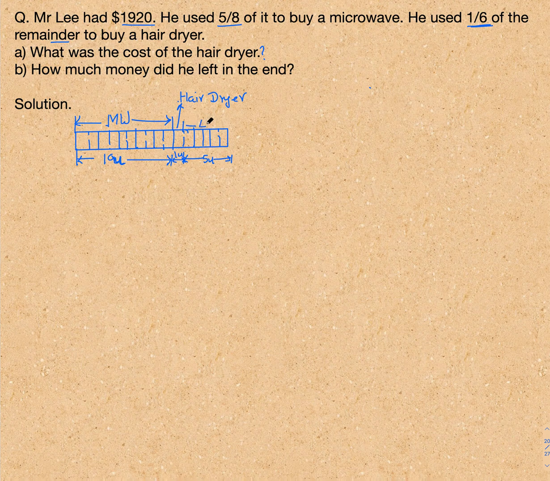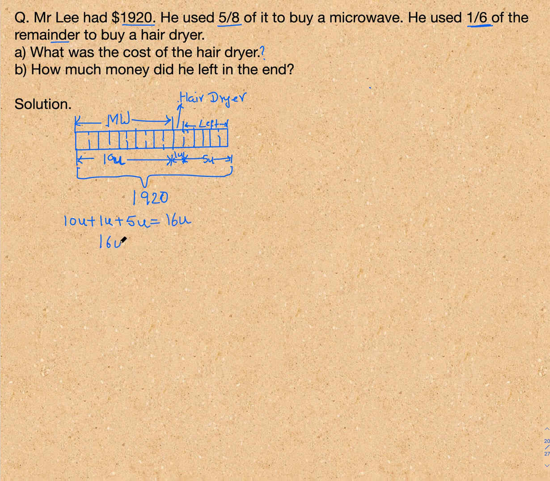So here we can say this is what he is left with. So in total, how many units of money does he have? We started with 8 units, but we further divided each unit into 2. So now we have 10 plus 1 plus 5, 16 units. We have now 16 units, and all this is equal to how much we have in the question? All this is equal to $1,920. So from the model we can say 10 units plus 1 unit plus 5 units is equal to 16 units.